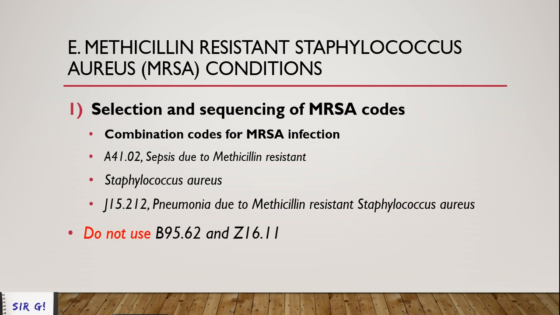Okay, letter E, methicillin-resistant Staphylococcus aureus, or your MRSA conditions. This is a common case. Selection and sequencing of MRSA code. It's a combination code for MRSA. Remember when I discussed your combination code in my second video? Your combination code means that in just one code you are already coding two diagnoses, or you are coding your etiology and manifestations, or a condition followed by a secondary manifestation.